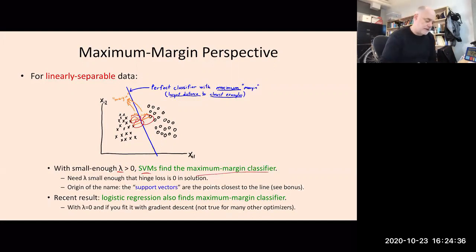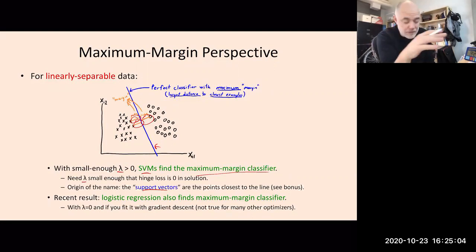There, you can see proofs for this. The condition is that the lambda needs to be small enough that the hinge loss is exactly 0 in the solution. In other words, you can't regularize so much that you actually introduce errors. And the origin of the name for support vector machines: the support vectors are the points that are closest to the separating hyperplane. You can look at the bonus slides for a little more information about that.